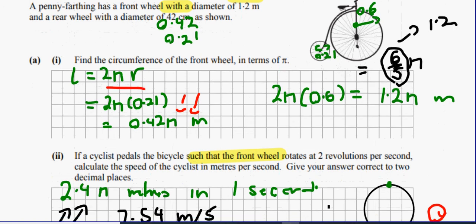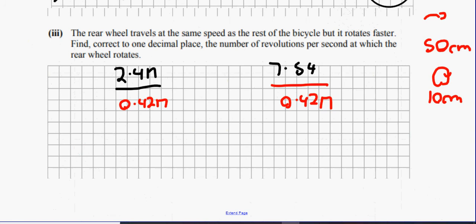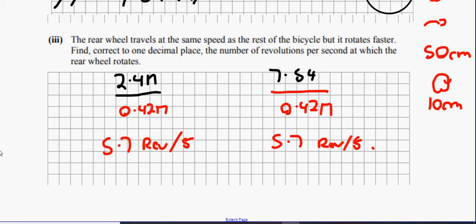You multiply by 2 pi r. So 2.4 divided by 0.42, and what you'll get is 5.7 in one decimal place, 5.7 revolutions per second. If you did it the other way, Sam, with 7.54, you should get roughly the same answer as well. Yeah, 5.7 revs per second. Okay. But that was meant to be the easy part, but this is tougher than your Leaving Cert, in my opinion. I'm going to teach you harder questions just in case. Now, let's keep going.